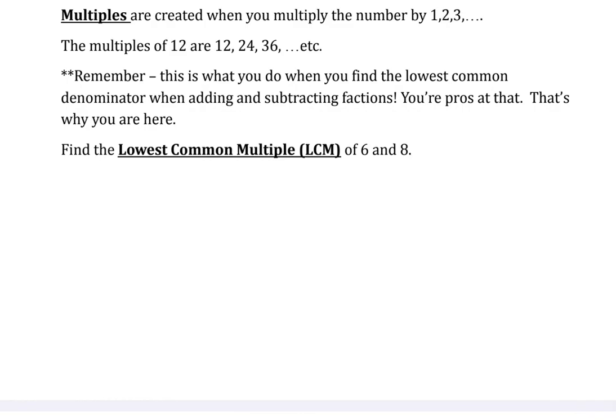Okay, so multiples are created when you multiply the number by 1, 2, 3, etc. And the multiples of 12 are 12, because 1 times 12 is 12, 24, because 2 times 12 is 24, 36, because 3 times 12 is 36, etc. It goes on forever. So remember, when we want to find multiples of numbers, this is exactly what you do when you find lowest common denominators when adding and subtracting fractions. And remember, you're pros at that. That's why you are here.